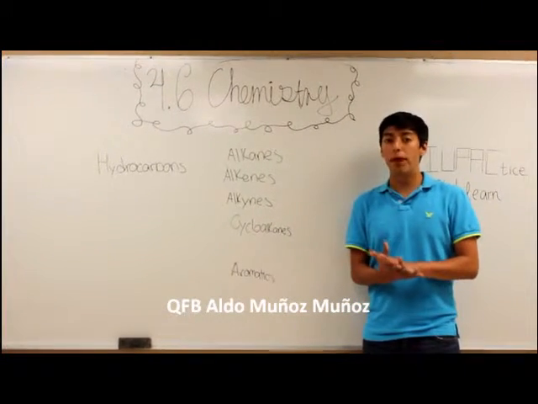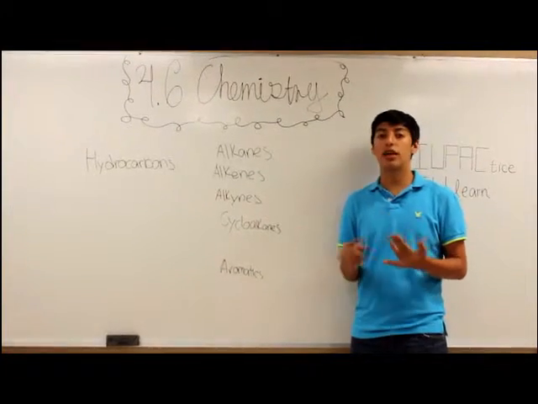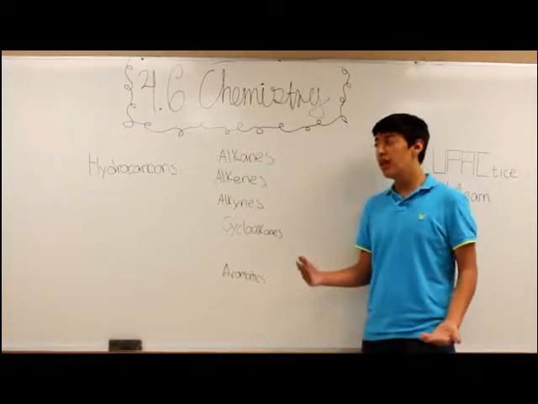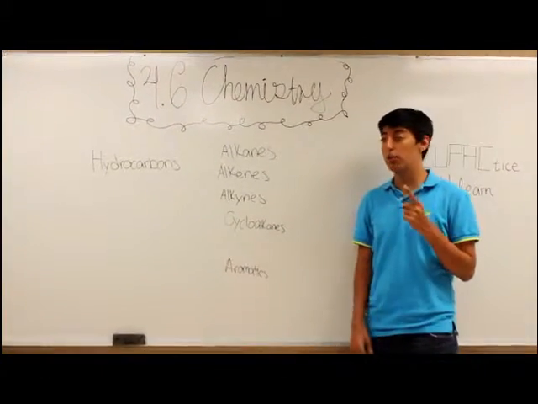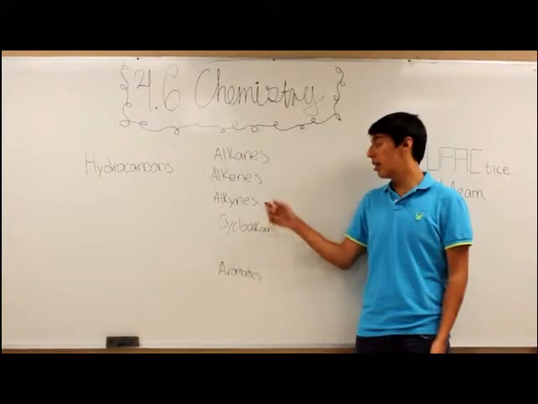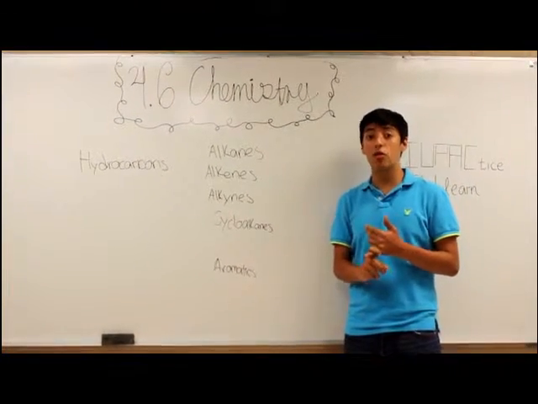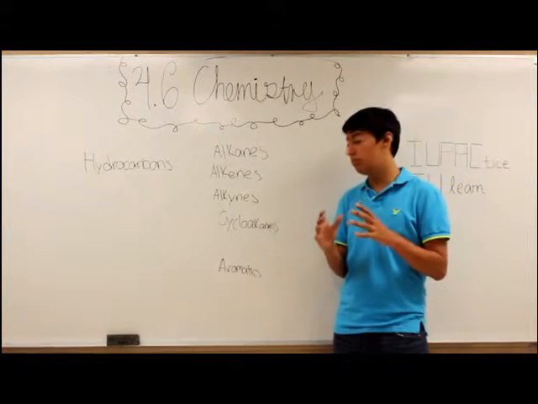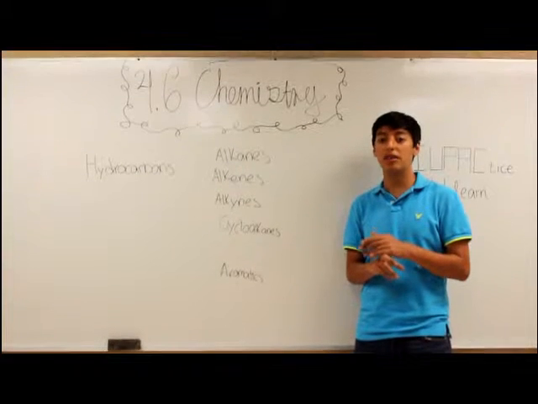The simplest organic compounds are called hydrocarbons, and as their name suggests, they contain hydrogen and carbon. There are many types of hydrocarbons, like alkanes that contain at least one single bond, alkenes that contain at least a double bond, and alkynes that contain a triple bond. Cycloalkanes contain at least one carbon ring, and aromatics contain at least one benzene ring.